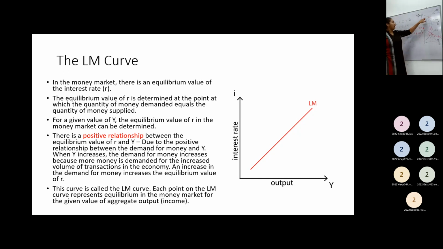Clear? So at any particular point of interest rate, there's a point of equilibrium in the goods market for which the quantity is determined, right? So taking this interest rate and the quantity into consideration, you have drawn a curve called the LM curve to demonstrate the money market. Since it's representing the money market, you can see there's a positive relationship between the equilibrium value of R and Y.